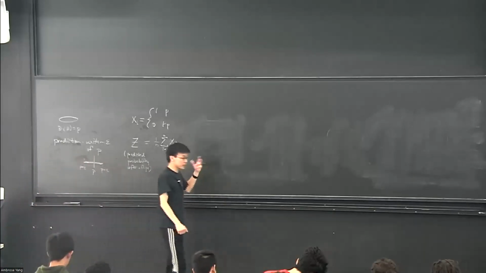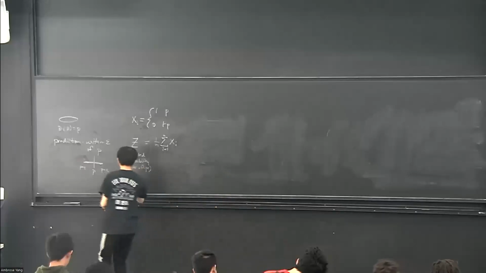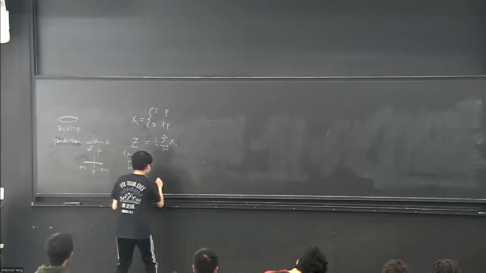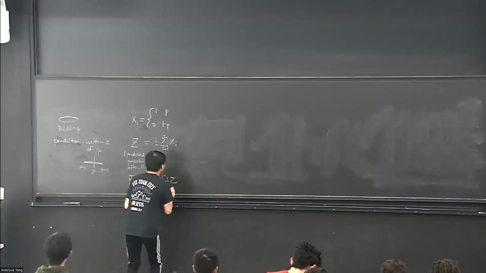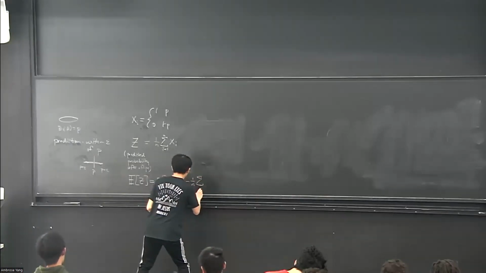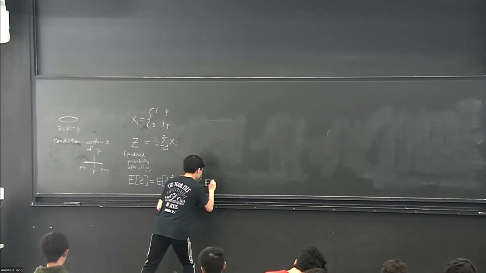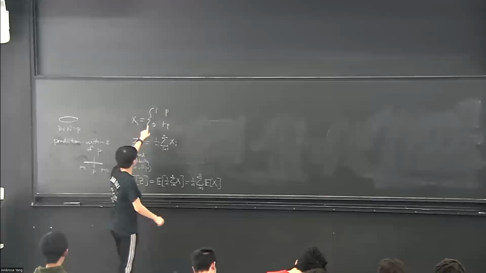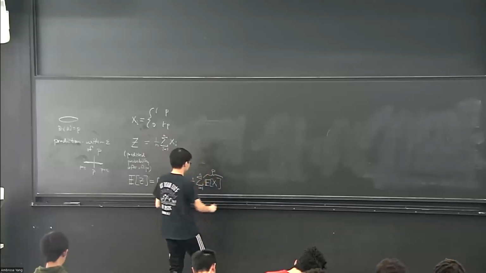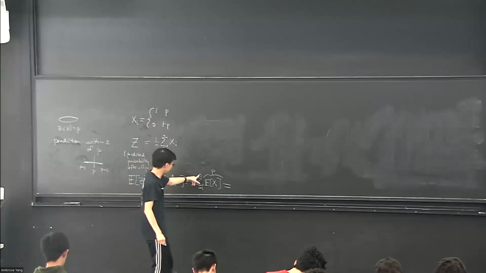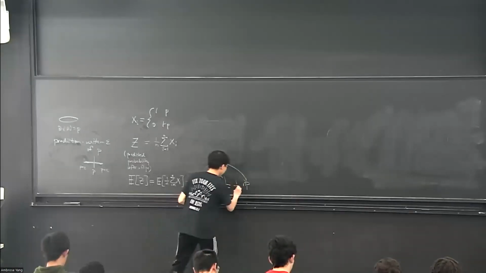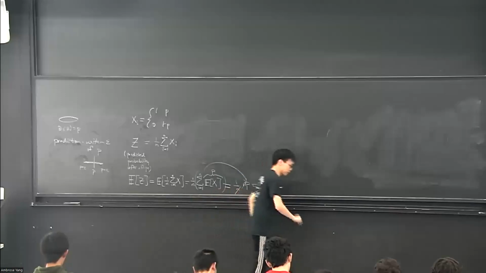Now, what's the expected value of Z? Using linearity of expectation, it is the expected value of 1 over n times the sum. Pull this constant out: 1 over n times the sum of the expected value of Xi. What's the expected value of Xi? I can calculate this very quickly. 1 times P plus 0 times 1 minus P, that's equal to P. Now P plus P plus P, n times, that's n times P. So this sum here is n times P. I have a 1 over n. The n's cancel, I get P.